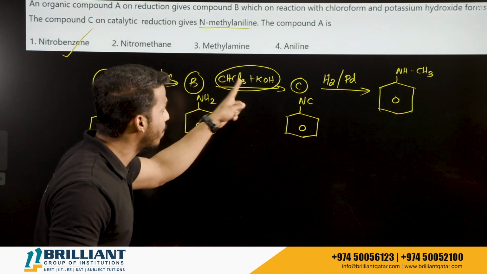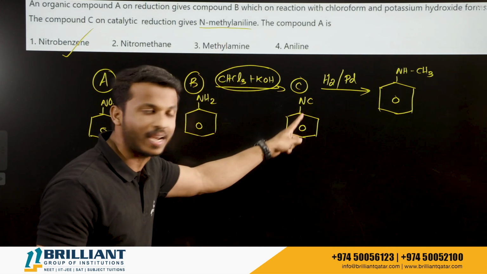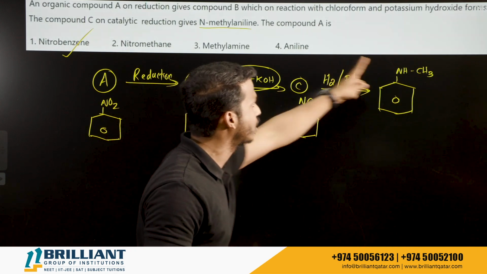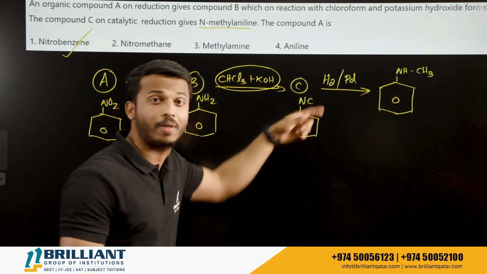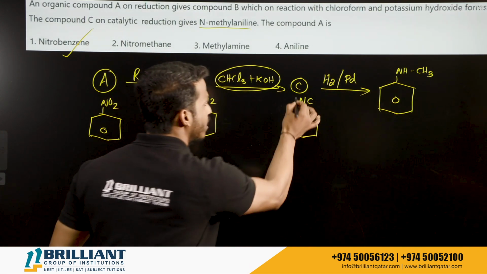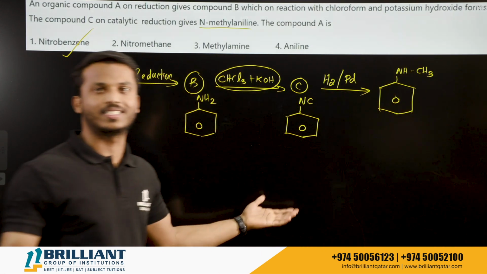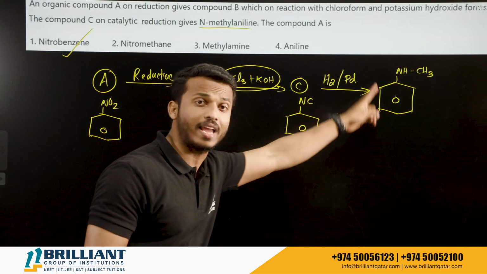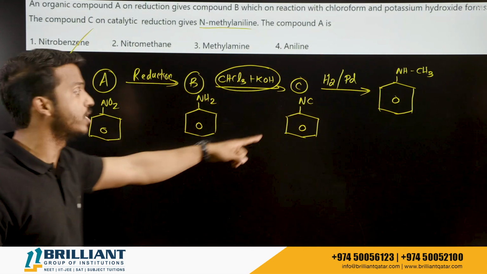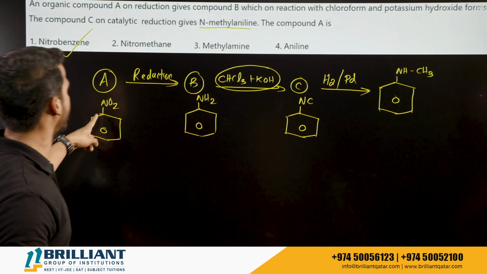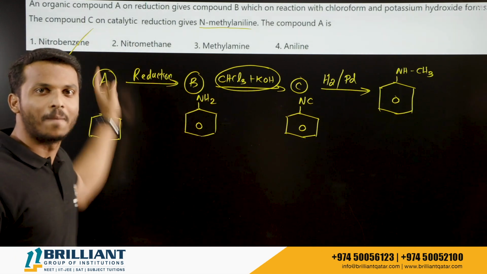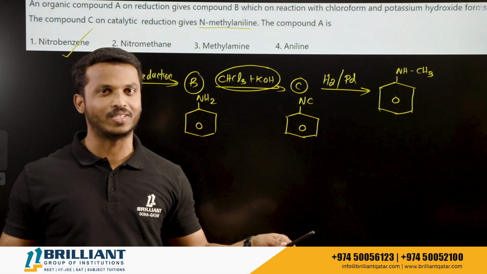Aniline on the carbylamine reaction gives isocyanide. Isocyanide on reduction again gives a secondary amine. Reduction means addition of hydrogen, right? So on this nitrogen you added hydrogen, and on this carbon you added hydrogen. The reaction is over. So if you want to get N-methyl aniline, what is your starting material A? That is nitrobenzene. All right, let's go to the biology second question.